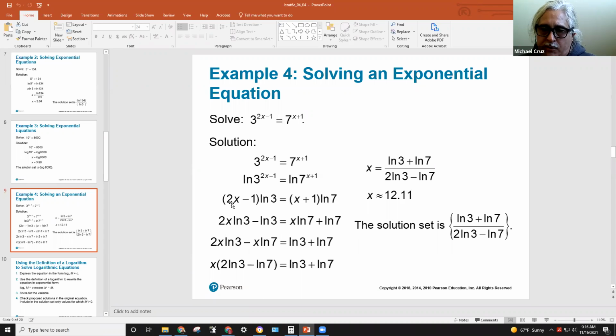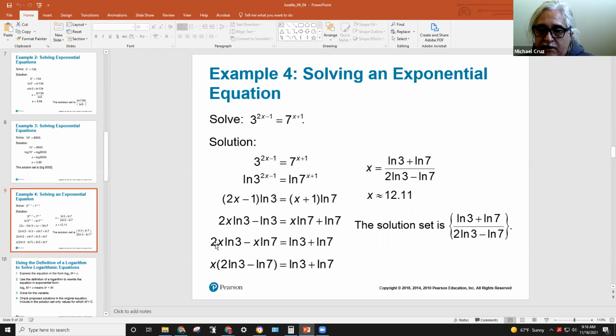Multiply ln of 3 times 2x, and you get that. ln 3 times -1, negative ln 3. Now, on the right-hand side, doing the same thing. x times ln of 7 and ln 7 times 1. Now, what we want to do is put the terms that have x on one side, and the other ones with no x are going to go on the right side. So that's why they subtract this one here, and thus it appears right there. They add this, the opposite of ln 3, and that's why it ends up over here positive.